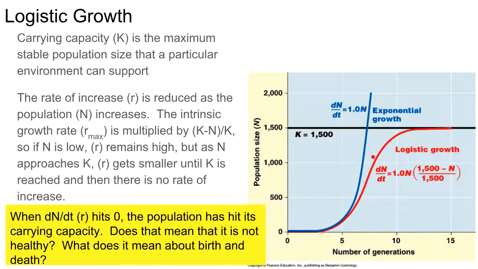So now, when this rate hits zero, does it mean that that population is not healthy? That's not necessarily what it means. It's just at the maximum capacity for that environment. And how does that relate to birth and death? Well, if the population isn't going up or down, it doesn't mean that there aren't new organisms being born. It just means for every organism that's being born, we're also having some die. It's stable.